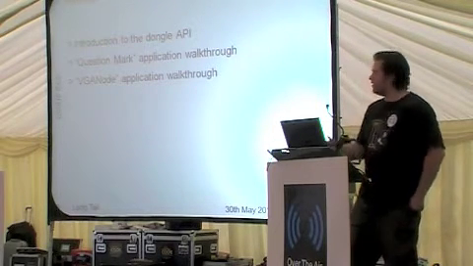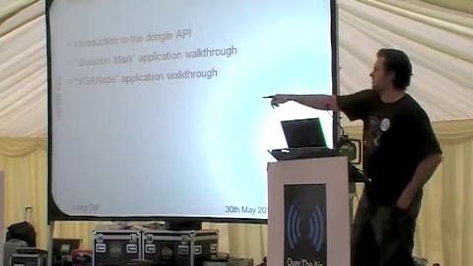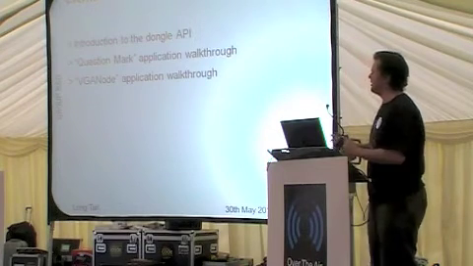Okay, so I'm just going to introduce the dongle API, what's there at the moment, and then talk about this question mark thing, show the code for that, and then go through this other application called the VGA node.